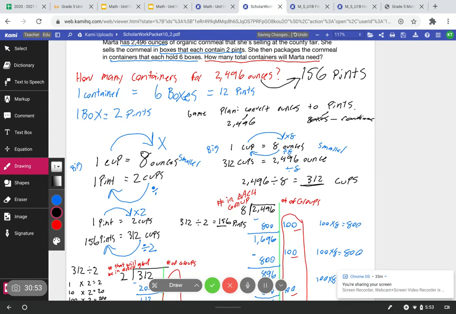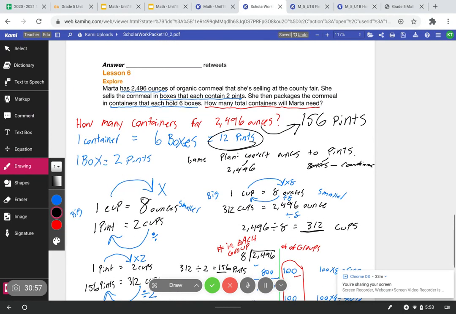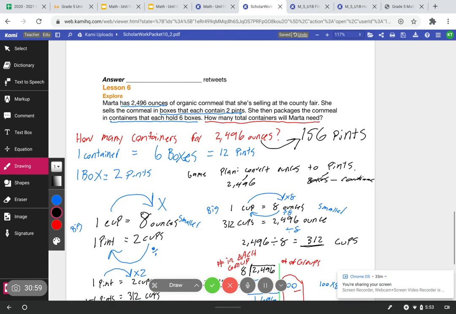I'm going to divide that by 12. And read the question. She sells cornmeal in boxes that contain 2 pints. So if I divided this by 2, that would tell me how many boxes. Then if I divided the number of boxes by 6, that would tell me the number of containers.